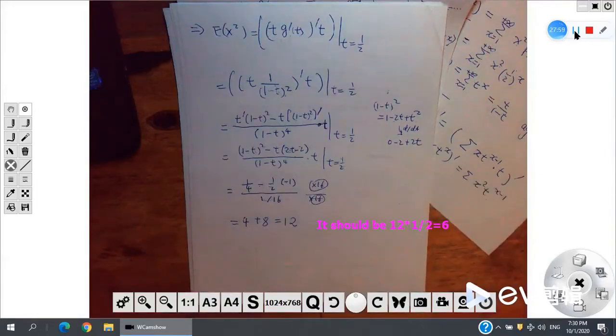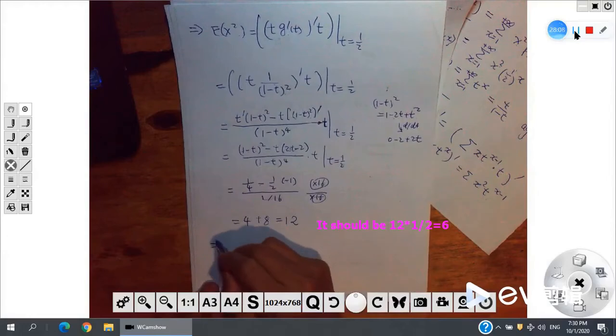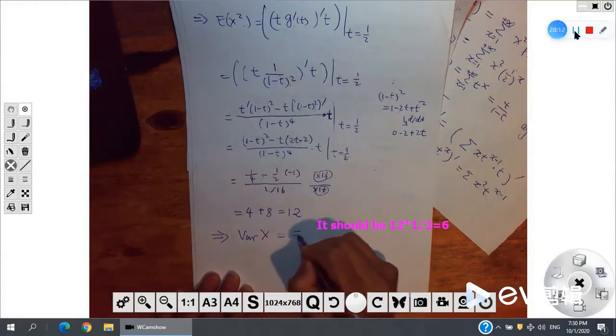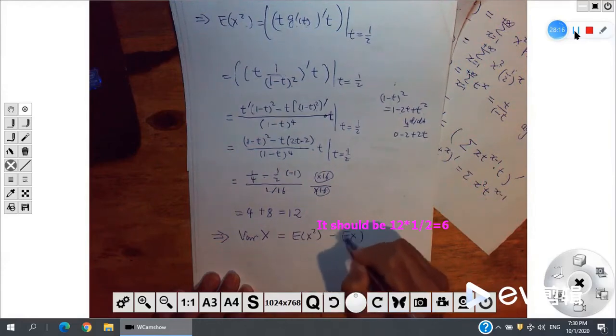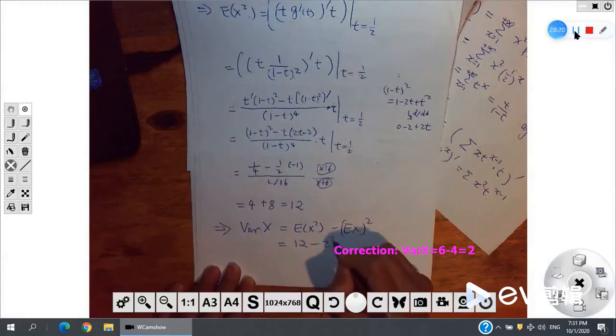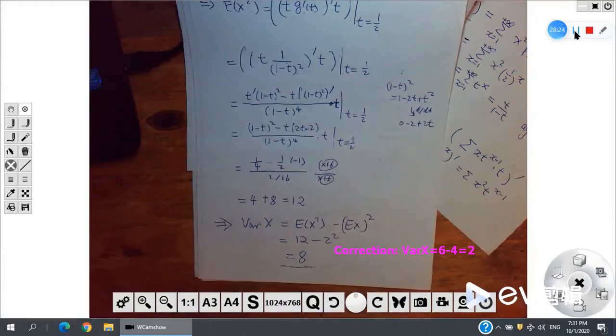So this is E of X squared. Then we can get the variance of X, which is E of X squared minus (E of X) squared. So this is 12 minus 2 squared. This is 4, so I get 8. So the variance is 8.